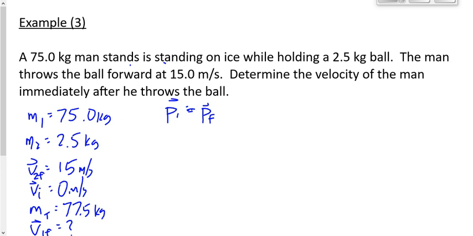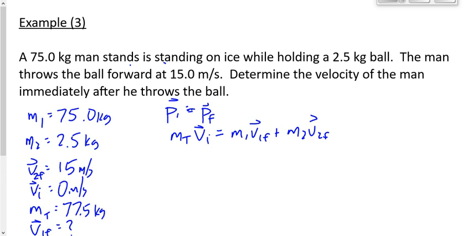How many objects do we have? Danielle, how many objects do we have before the man throws the ball? One. Right, it's the man and the ball. We can write down MT times V initial equals, how many objects do we have afterwards? Two objects, so we're going to say M1 V1F plus M2 V2F. It looks a little bit different than the other problems we've done, right? This time, instead of two objects combined to form one, this time we have one object that's breaking apart into two.